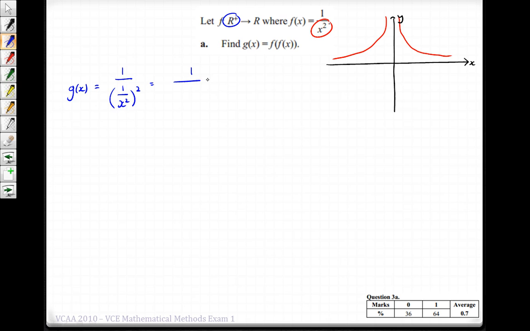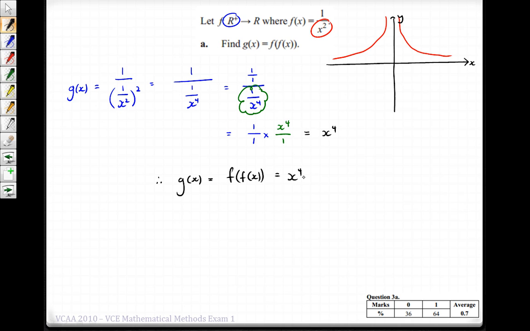So let's clean this up a little bit. Let's deal with the bottom bit first. So 1 on x squared, squared, is just going to be 1 on x to the 4. And now we could write this as 1 divided by 1 on x to the 4, which is the same as 1 on 1 times the flipped version of what's down here. So the flipped version would be x to the 4 divided by 1, and that is just equal to x to the power 4. So therefore, g of x, which equals the composition of f with itself, is just x to the power 4.